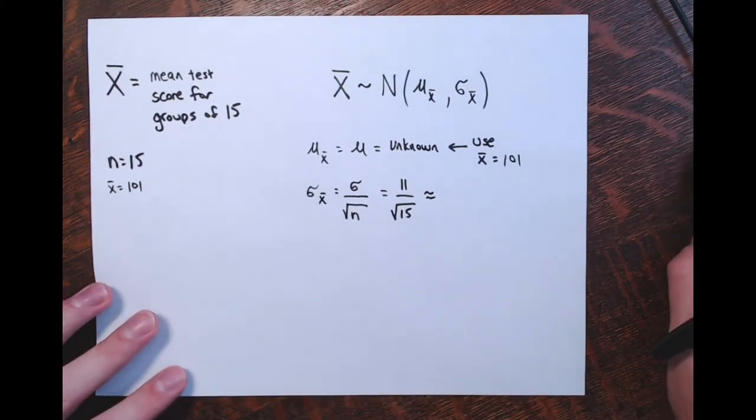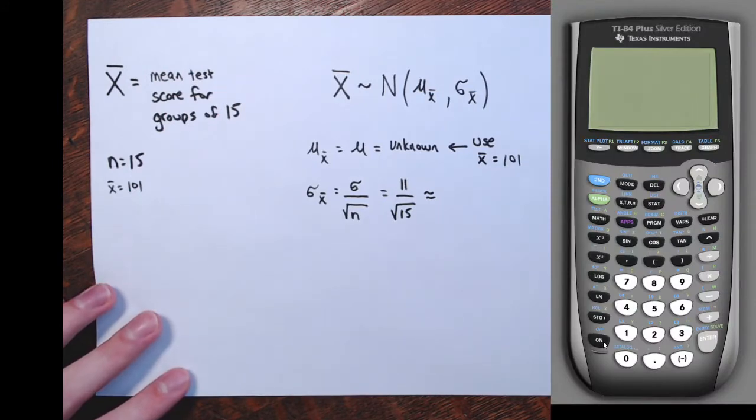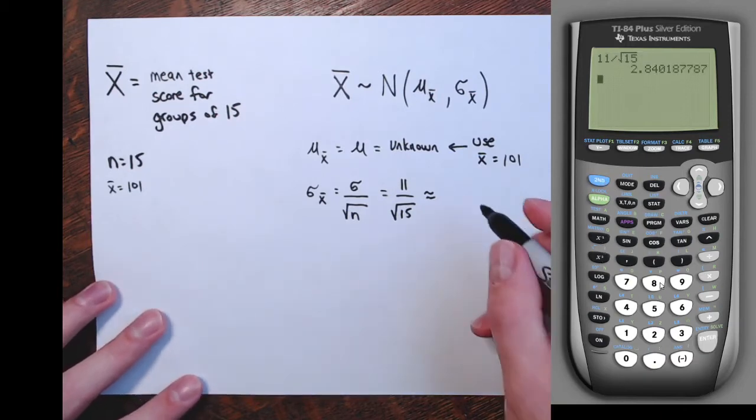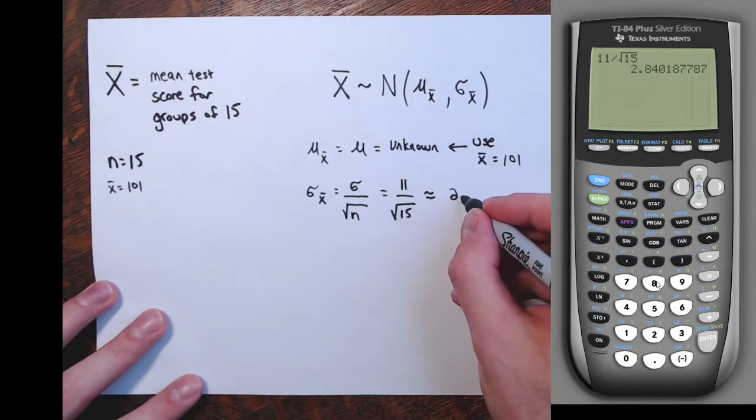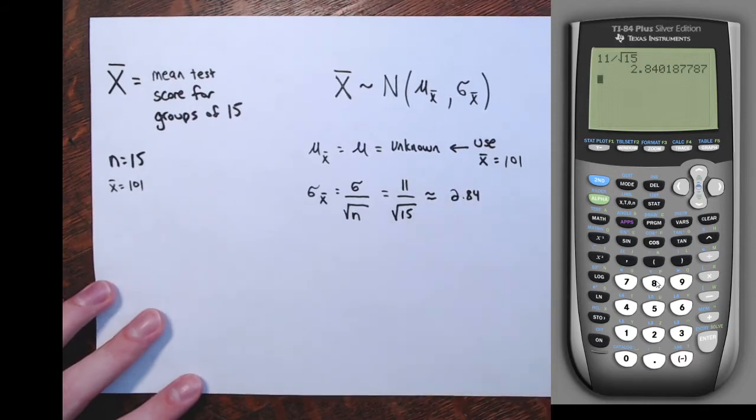All right, I'll punch this in and approximate it. So let's pull up a calculator. We have 11 divided by the square root of 15. There, it gives us about 2.84. All right, about 2.84 for the standard deviation.